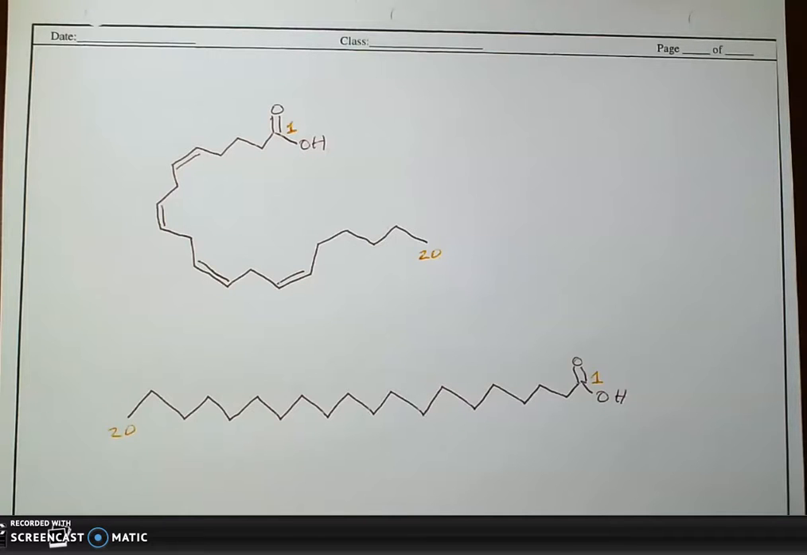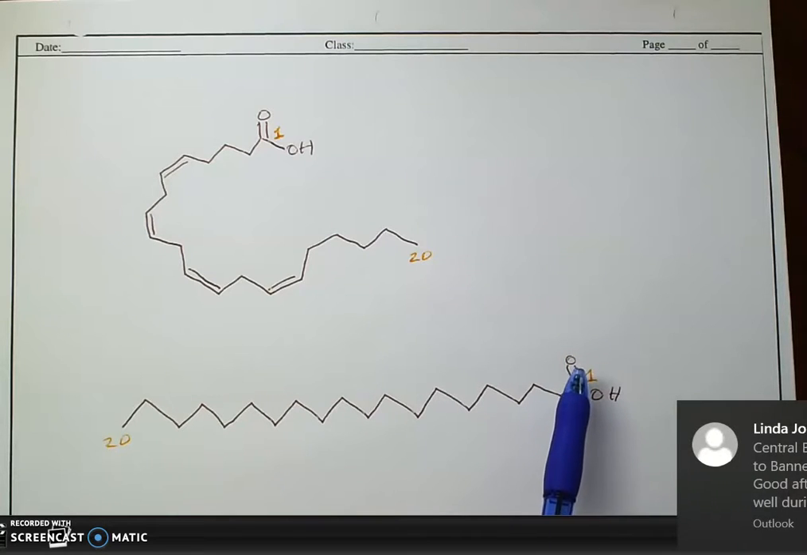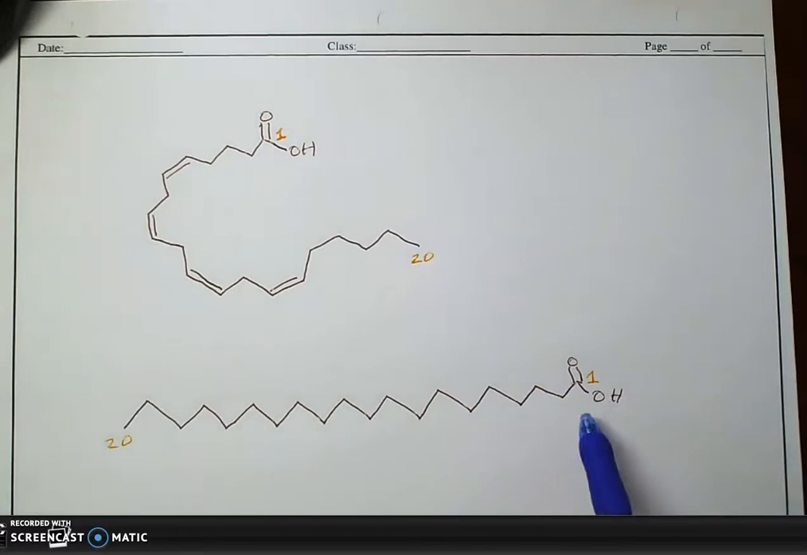Alright, a little bit more here about fatty acids. I have a couple of fatty acids drawn out here for you. Starting with this one down here at the bottom. This is a 20 carbon, which would be a long chain fatty acid. Carbon number 1 here is the carboxyl group, which is carbon double bonded to an oxygen and single bonded to the hydroxyl group. So that's your carboxyl. That's what makes this an acid.